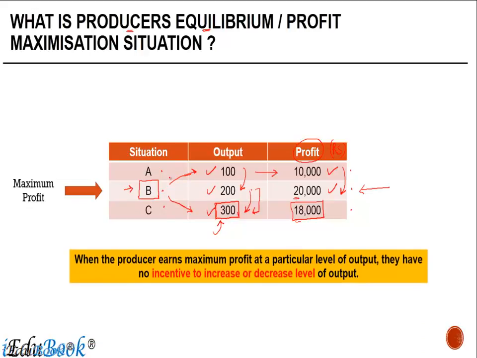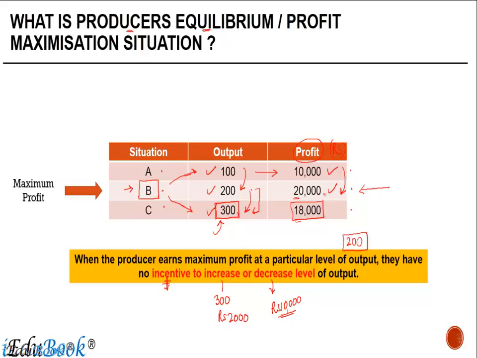When the producer earns maximum profit at a particular level of output, which is 200 units in my case, they have no incentive. Incentive means something which drives you to do things, right? To increase or decrease the level of output. There's no incentive for him to produce 300 units. Why? Because his profit is going to go down by rupees 2000. Similarly, he has no incentive, no reason why he should decrease his production to 100 units. Why? Because in that case, he is going to lose 10,000 rupees. Not lose, but he will not earn effectively.